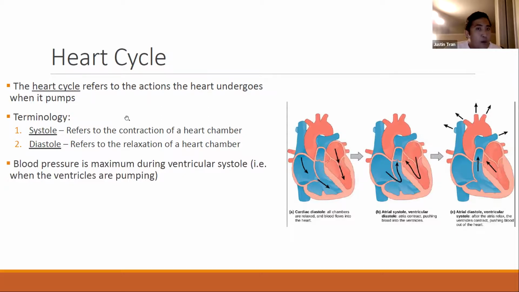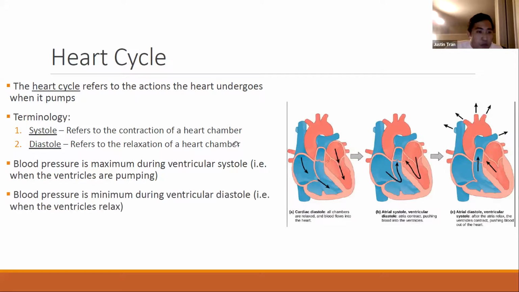And if you've ever seen a plot of your blood pressure, it goes up and down with each heartbeat, right? As you can imagine, when the heart is fully contracted, that's when your blood pressure is at a maximum. Whereas your blood pressure goes to a minimum when your heart is relaxing. So it jumps between these two extremes of systole and diastole.